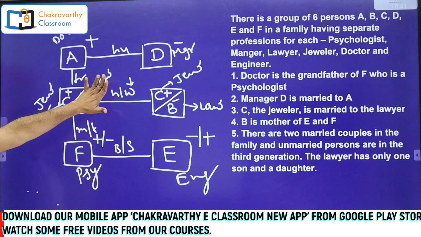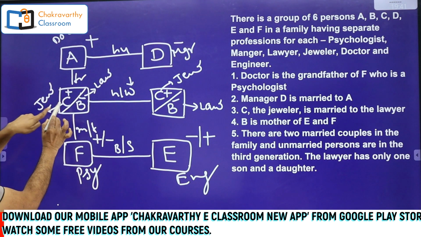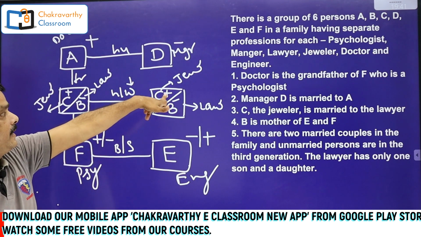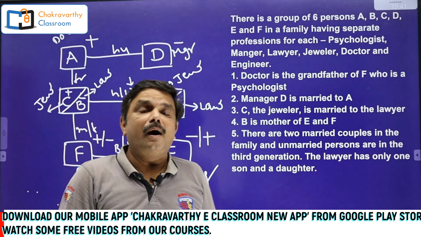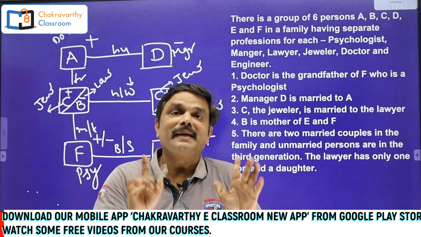See, students, it makes a lot of difference. How A is related to C means C can be either here or here. If you keep C here, your answer is A is father of C. If you keep C here, your answer is going to be A is father-in-law of C. Two are equally possible cases.